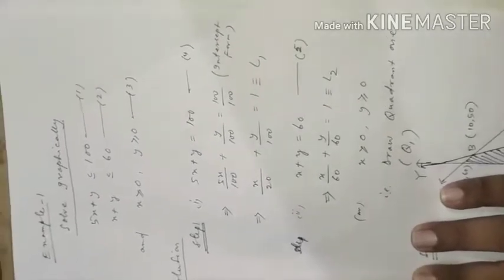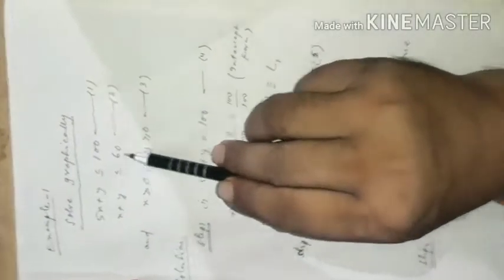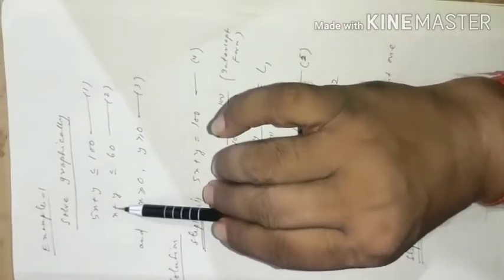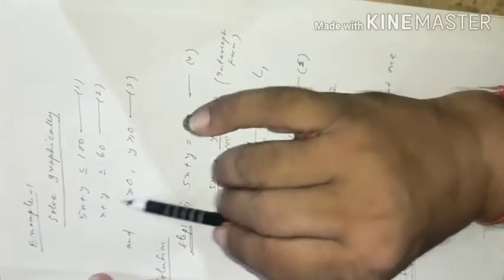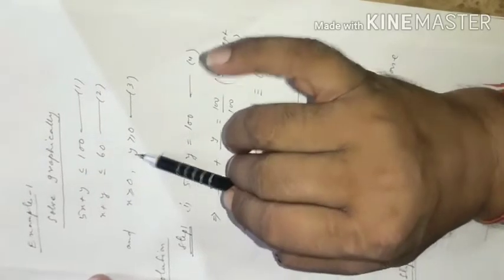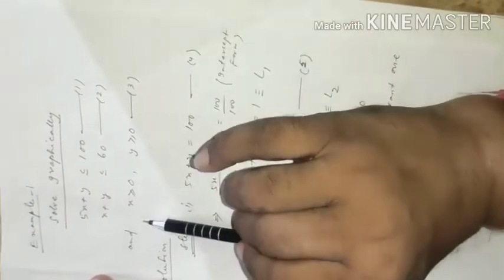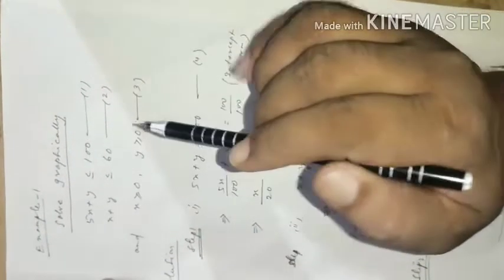Example 1. Solve graphically: 5x + y ≤ 100 and x + y ≤ 60. That means x and y are two variables and these are linear inequalities, and the restrictions x ≥ 0, y ≥ 0 are there, which means quadrant 1 is given. How can we solve this graphically? There is a very easy way.